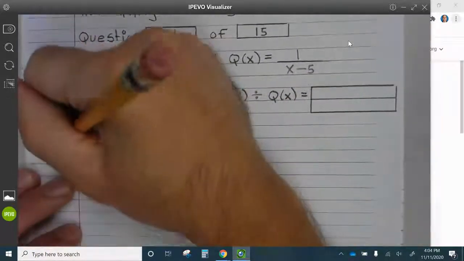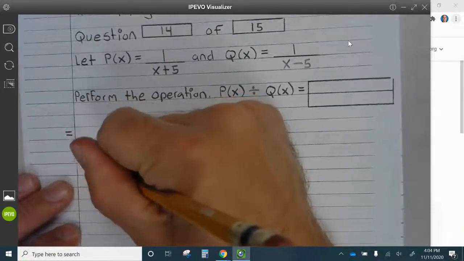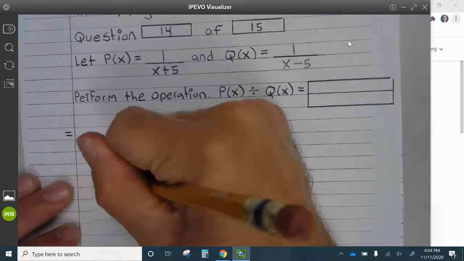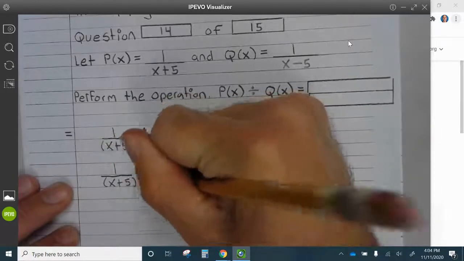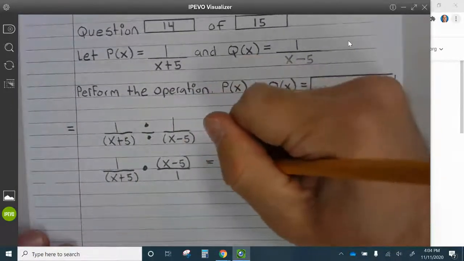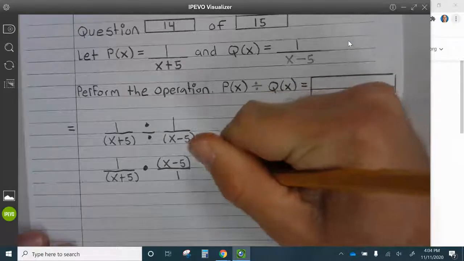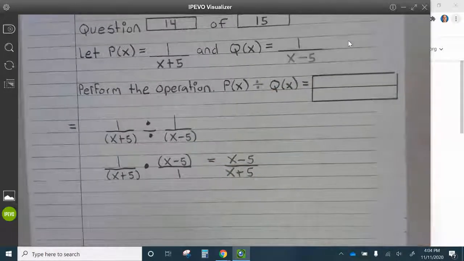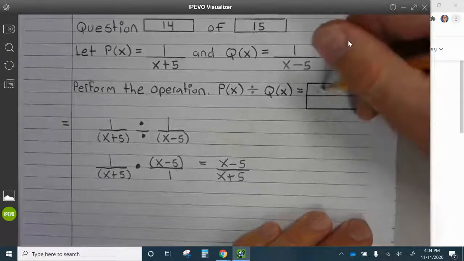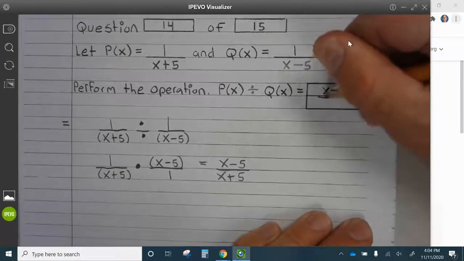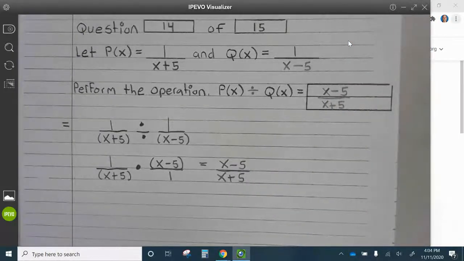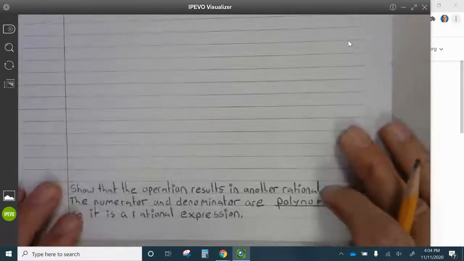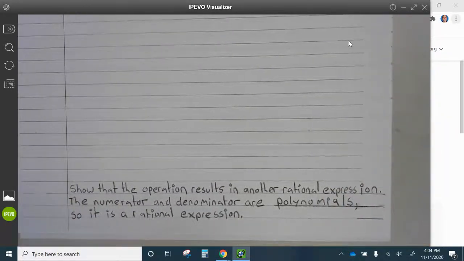So you multiply by the reciprocal. So then this is 1 divided by x plus 5 times x minus 5 divided by 1. So this equals x minus 5 divided by x plus 5. So P of x divided by Q of x is x minus 5 divided by x plus 5. So show that the operation results in another rational expression. The numerator and denominator are polynomials, so it is a rational expression.